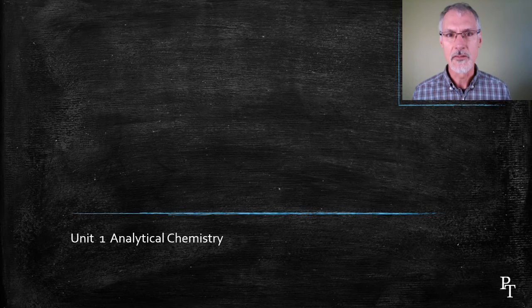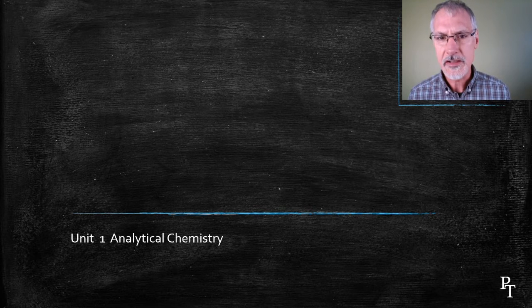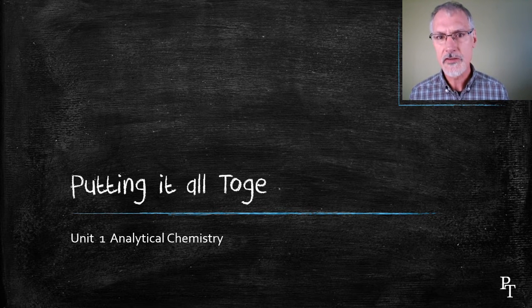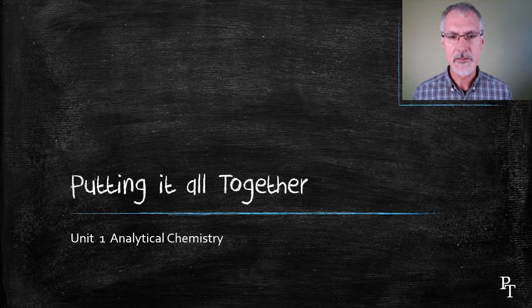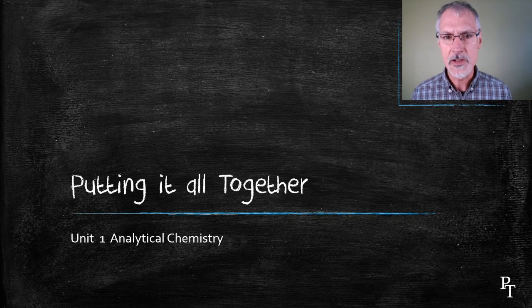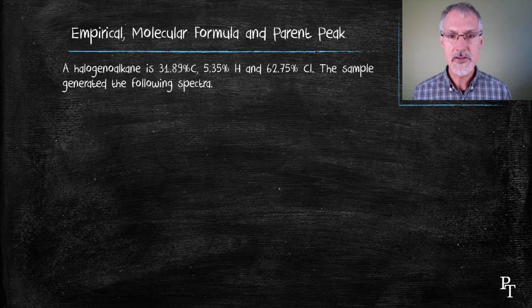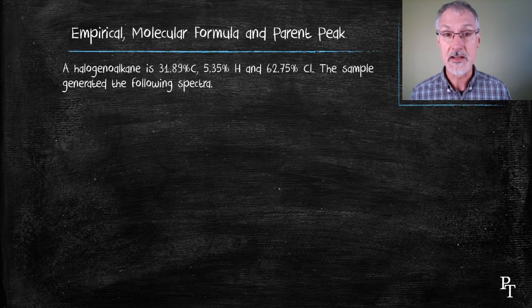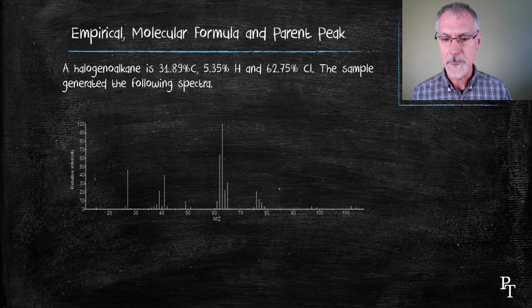This is the final program of our analytical chemistry series, and I'm going to call it Putting It All Together, where I'm going to try to integrate all three spectra to determine the structure of an organic compound. I'm going to begin with a halogenoalkane, where we're given the percent composition of the compound and all three of its spectra. The first spectrum I'm going to take a look at is its mass spectrum.